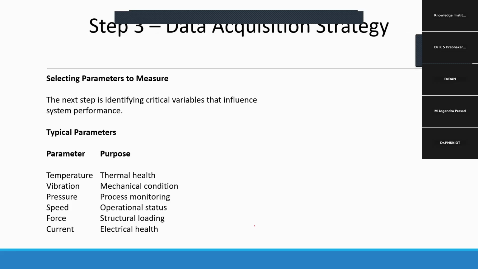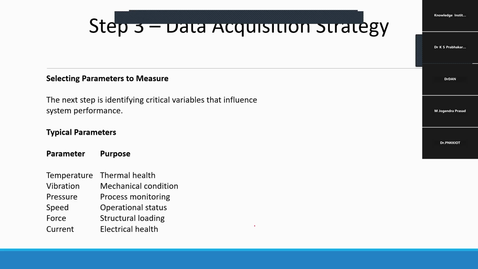Step three is the data acquisition strategy. The objective here is not to collect all possible parameters, but to collect the right parameters. That's what I told you. We need to choose the right parameters. We need to understand the critical variables, for example, which variables will affect the performance, reliability or health of this particular machine. Those are the parameters we need to include.